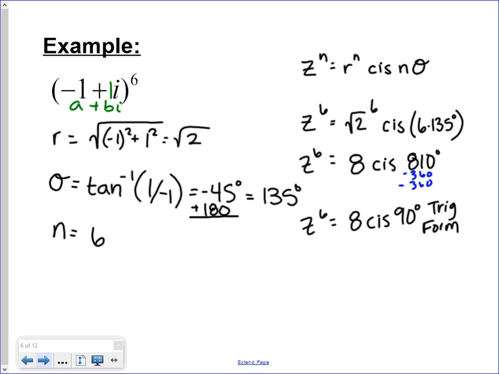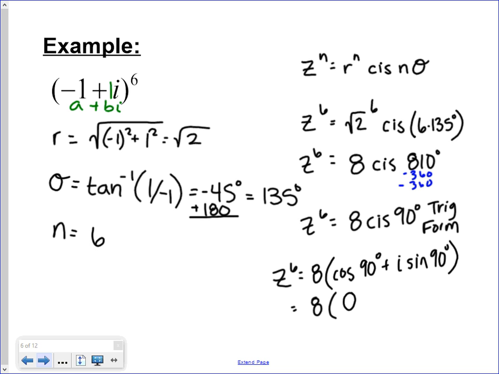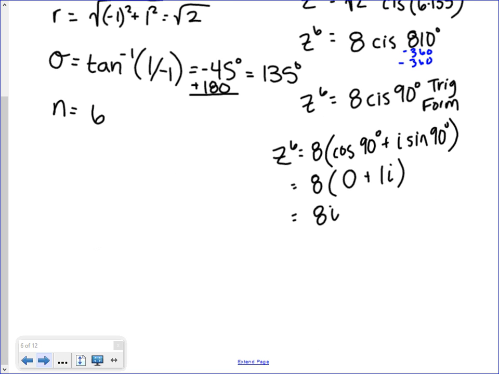So if I want to go back to rectangular form, then I've got to do the work, right? So 8 times cosine of 90 plus i times sine of 90. That's really 8 times, what's the cosine of 90? 0, plus 1i. So then we're going to come up with 8i. And this would be in rectangular or standard form.